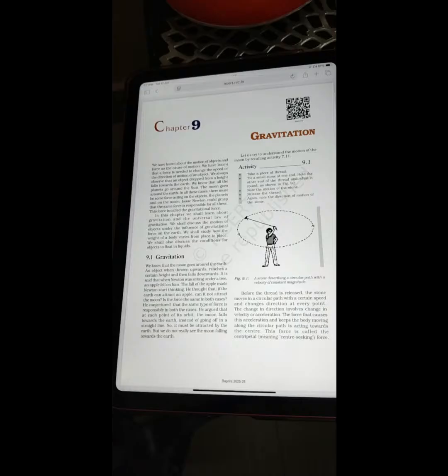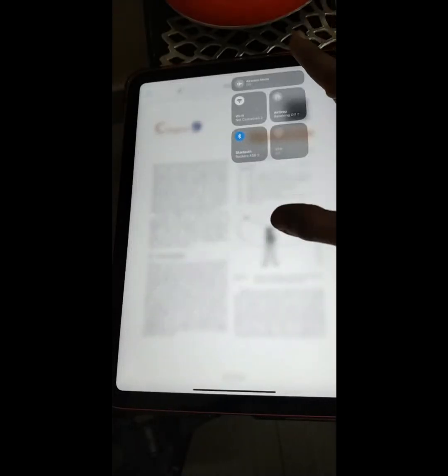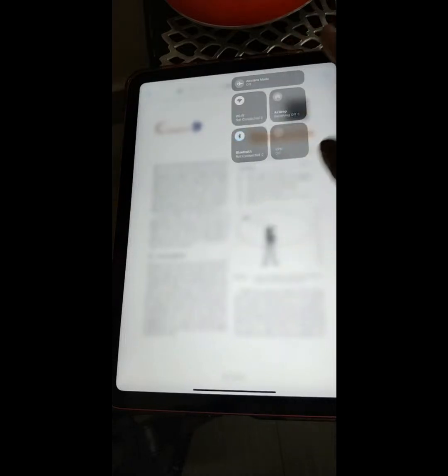In today's live, we will be reading chapter 9 Gravitation of NCERT class 9 Science. I hope the screen is visible to everybody. Every word is clear on the screen. Let's begin. Let's start.